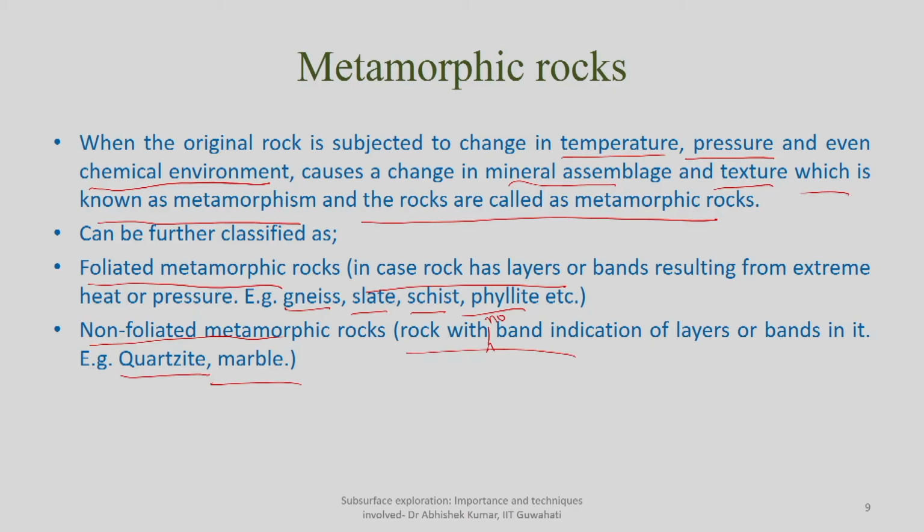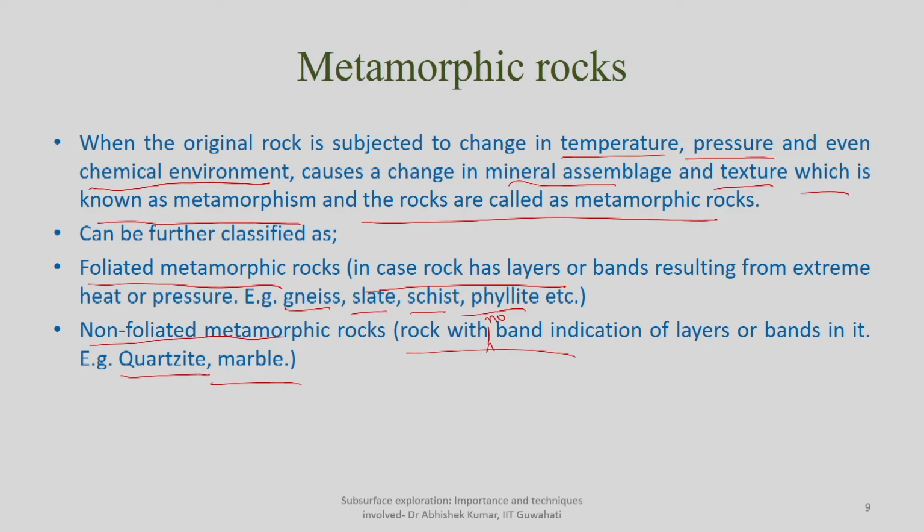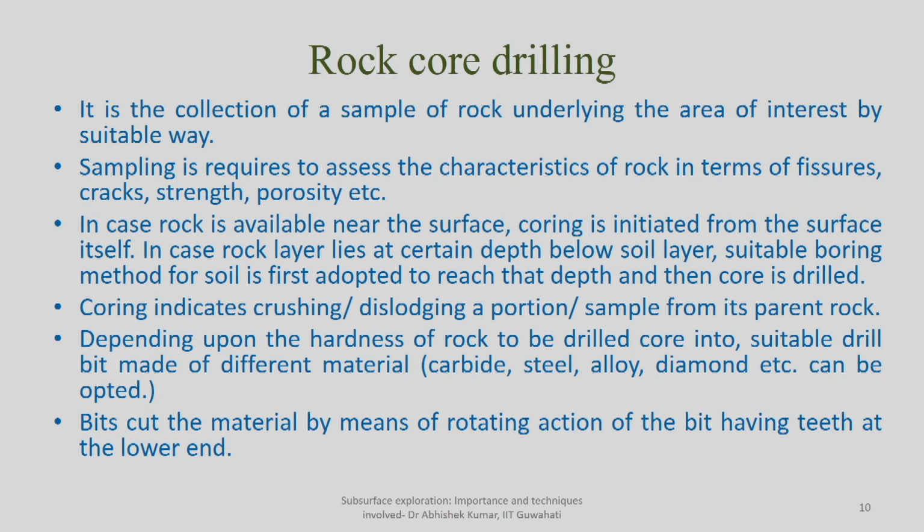Then when such sedimentary rock, again in the geological time scale, is subjected to extreme change in temperature, pressure, or chemical composition, it will transform from its parent rock, whether it's igneous rock or sedimentary rock, and the process is called metamorphism, and the rocks are called metamorphic rocks. So we have talked about two types of metamorphic rock. The one which has bands is called foliated metamorphic rock, and the one which does not have bands is called non-foliated metamorphic rock. So this is about the rock.